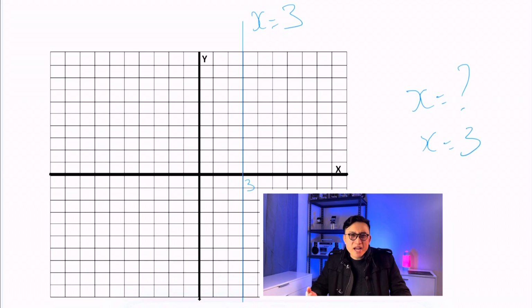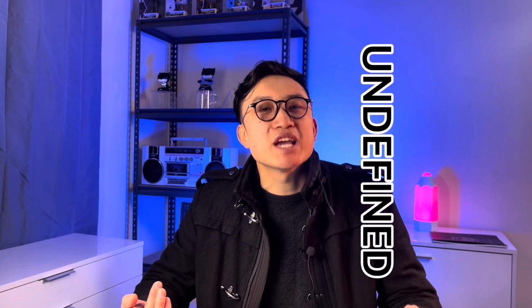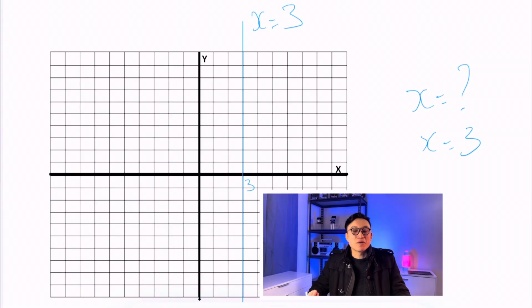And what is the gradient of a vertical line? Well, the gradient of a vertical line is undefined. So anything that drops vertically, it's actually undefined. So hopefully things don't really drop vertically and could be potentially deadly.